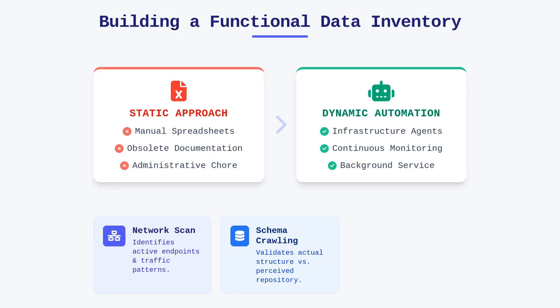Think of a database crawling tool as a specialized bot that periodically inspects schema definitions and table metadata to ensure that what we think is in the repository matches the actual structure. This continuous monitoring approach allows an organization to maintain visibility over shadow IT assets that developers might deploy without following formal procurement processes. By automating the capture of these data points, we transform an exhausting administrative chore into a background service that runs reliably as part of the operational stack.